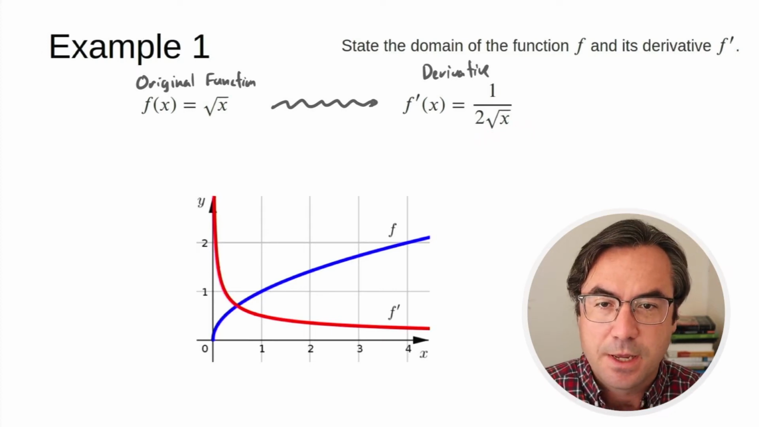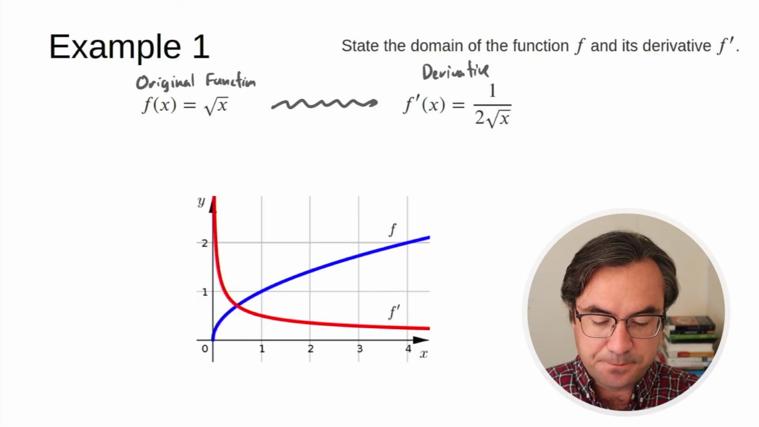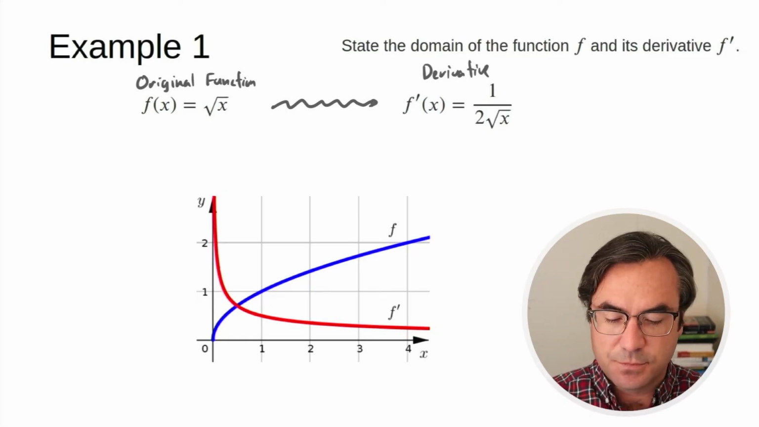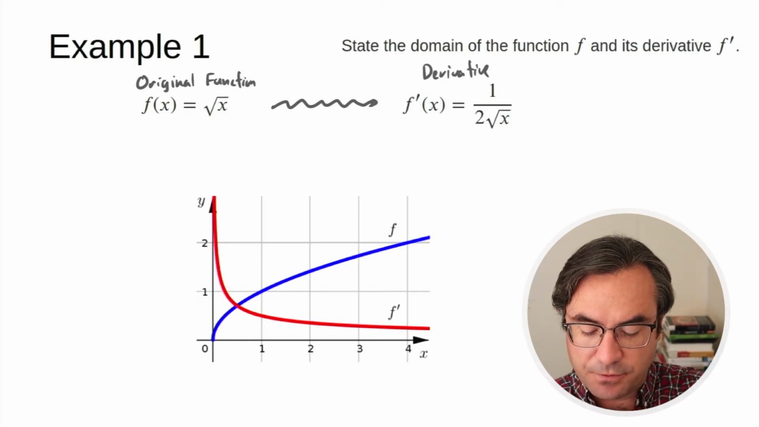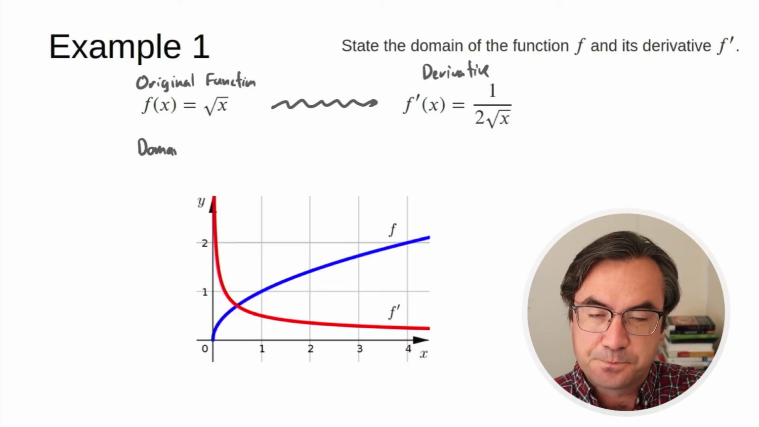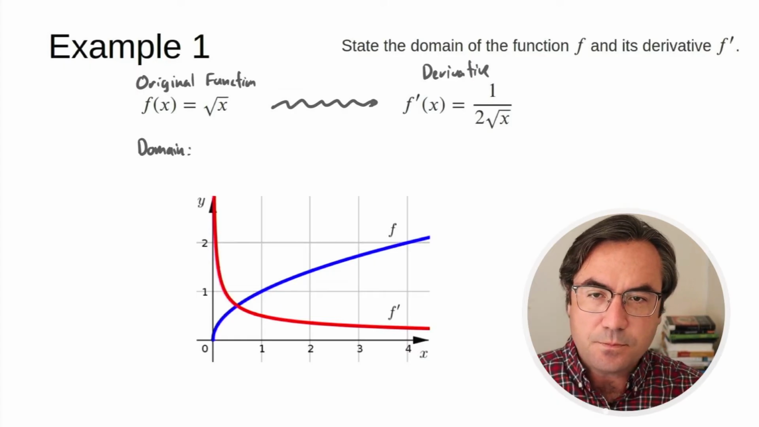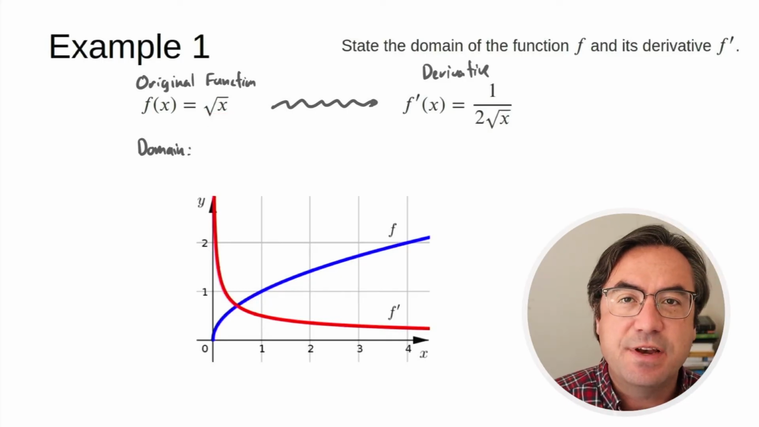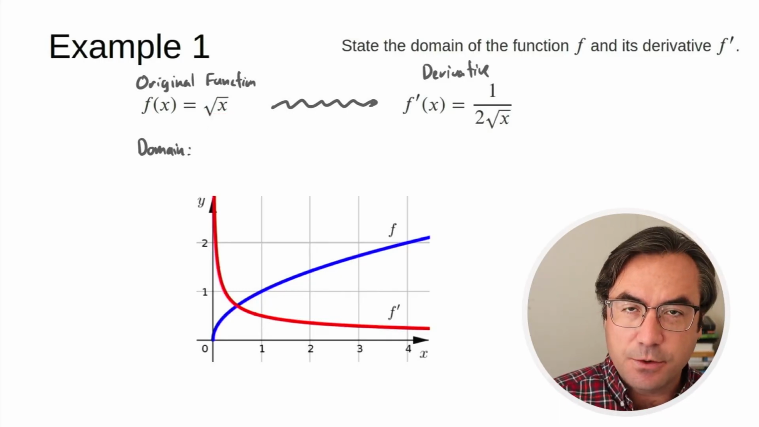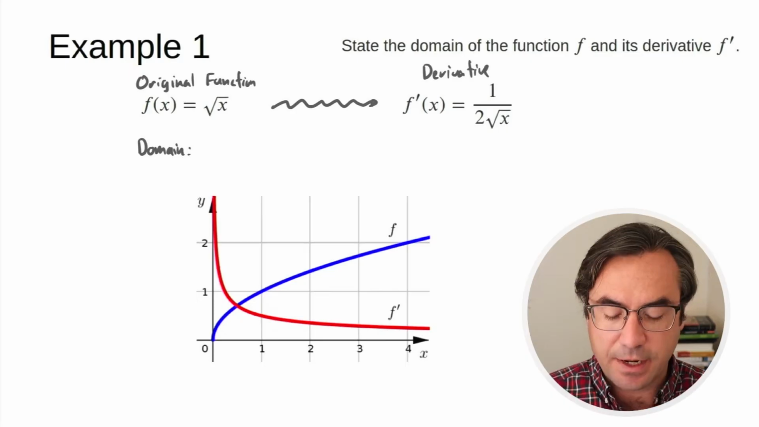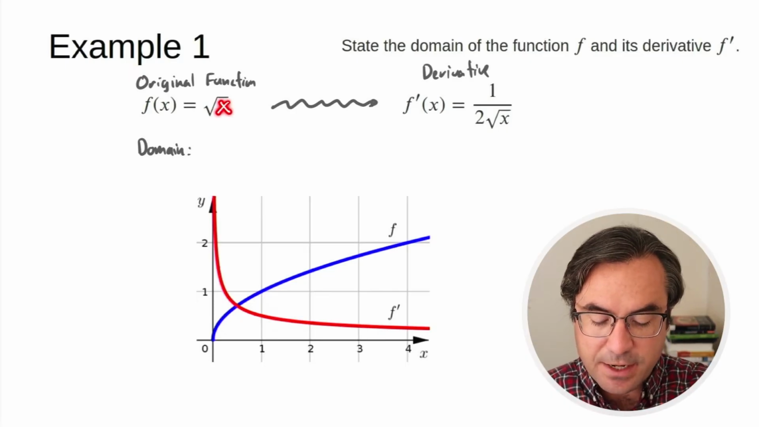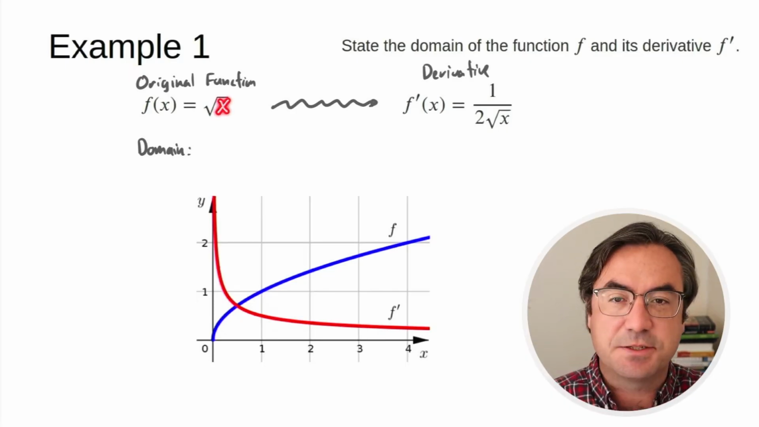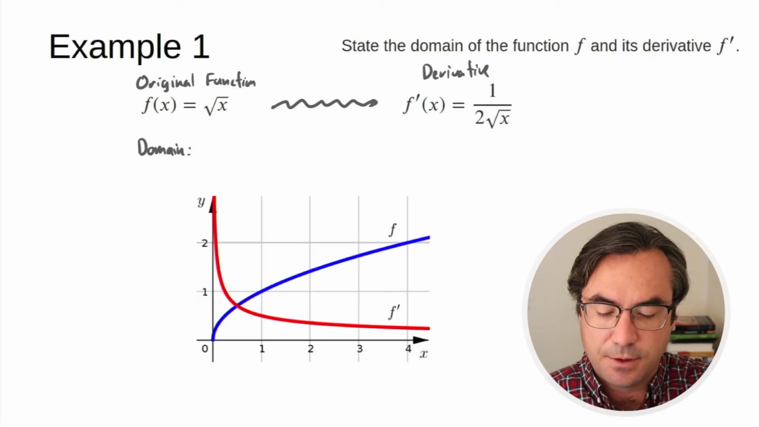Okay. So what is the domain of the original function? Well, square root x, for square roots, we can't have negatives under the square root. 0 is okay, and positives are okay. So the domain here is just whenever x is bigger than or equal to 0.